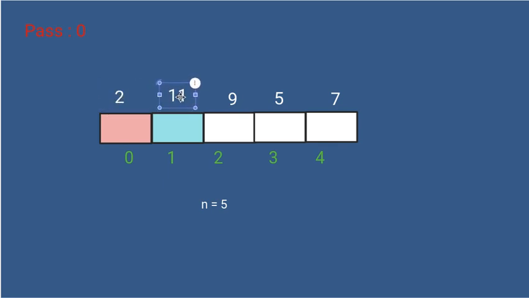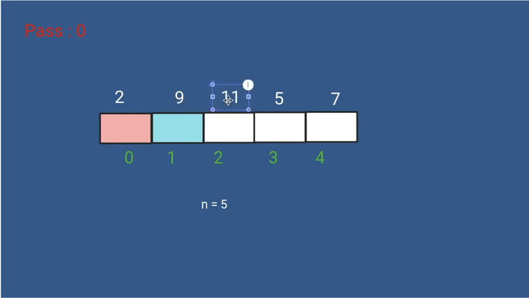Now our current element becomes 11 and our next element is 9. Is our current element greater than the next element? Is 11 greater than 9? Yes, it is. So the element gets bubbled up. 11 gets bubbled up and it's swapped with 9.